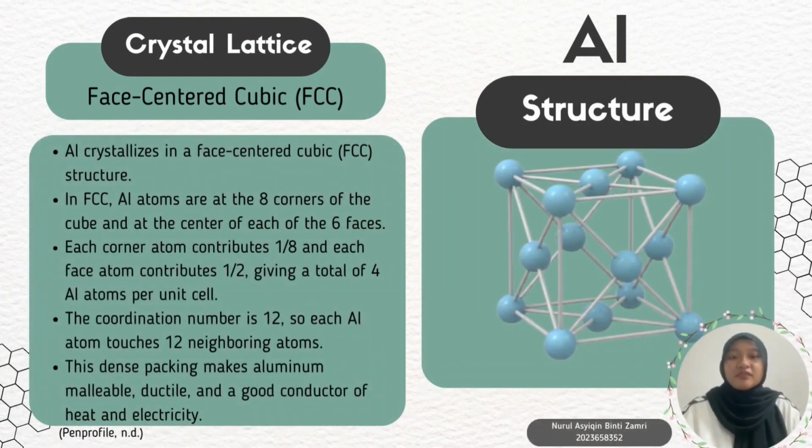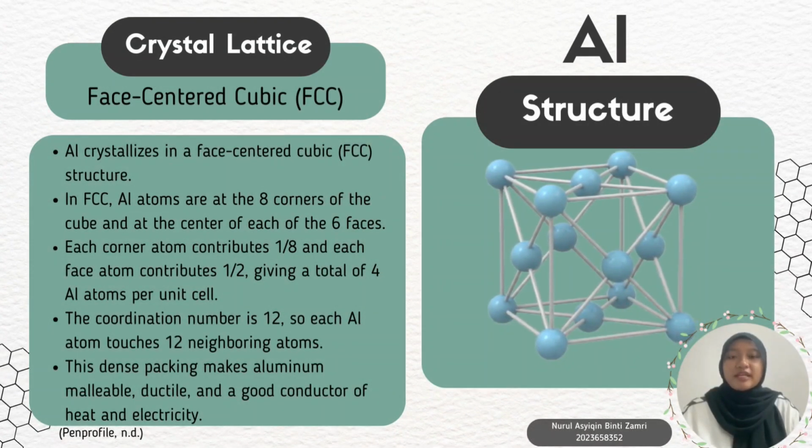Next one is aluminium. Aluminium crystallizes in a face-centered cubic, also known as FCC. In this arrangement, aluminium atoms are located at the 8 corners of the cube, as well as at the center of each of the 6 faces. In an FCC unit cell, each corner atom contributes 1/8, while each face-centered atom contributes 1/2. Altogether, this results in a total of 4 aluminium atoms per unit cell.